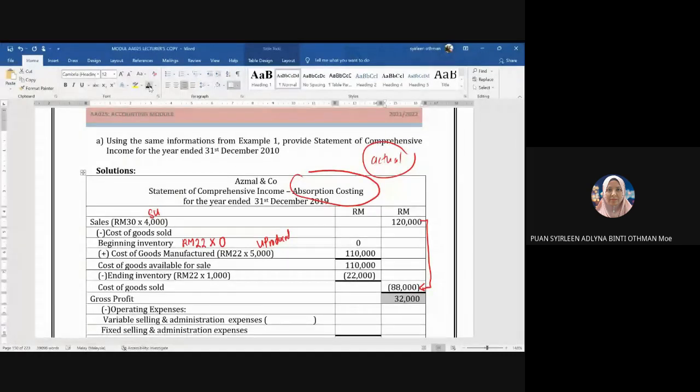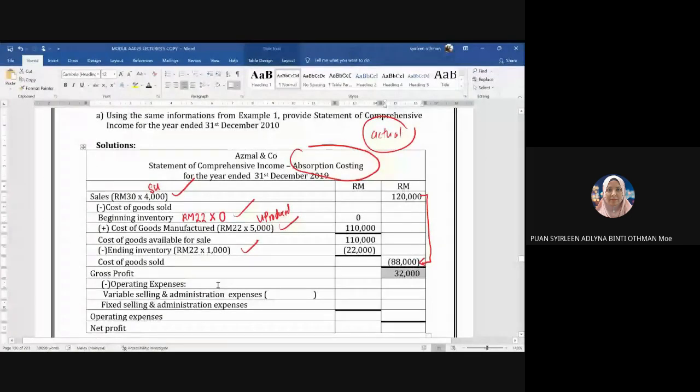Right? So this is very easy because we are still using the same format that we've learned earlier. Cuma sekarang ni COGM, beginning inventory, ending inventory and sales, kita kena kira sendiri sebab dia hanya bagi unit dan bagi per unit. So you kena kira. Okay? Alright, and then kita akan tolak semua operating expenses. Operating expenses semua yang berkaitan dengan sales dan admin. Ini ialah period cost. So semua cost yang berada di sales dan admin sahaja.